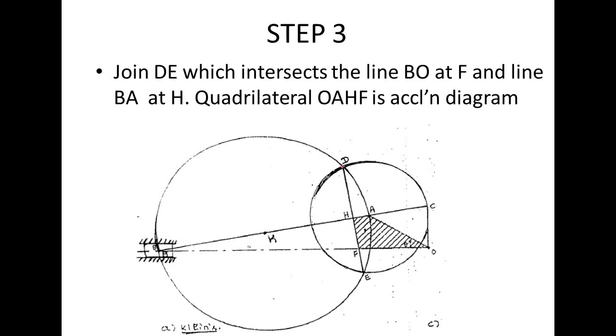Next, draw a straight line from D to E. It will intersect the connecting rod AB at point H, and it will intersect OB at point F. So shade this A, H, F and O. This OA, HF is the Kleene's acceleration diagram.